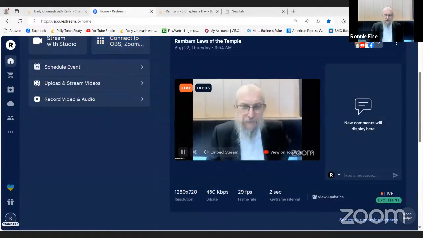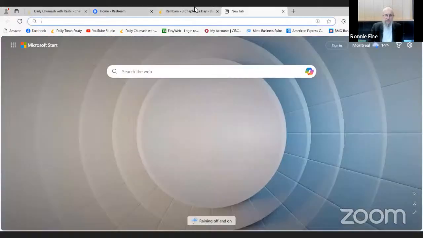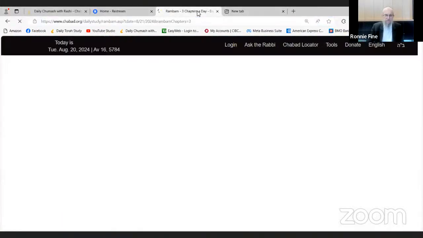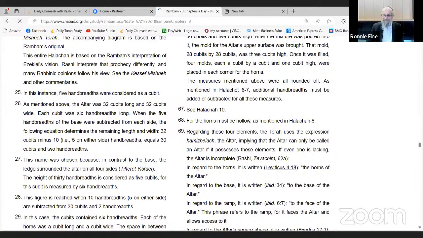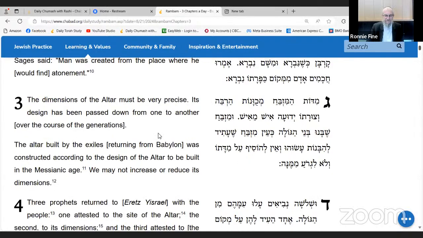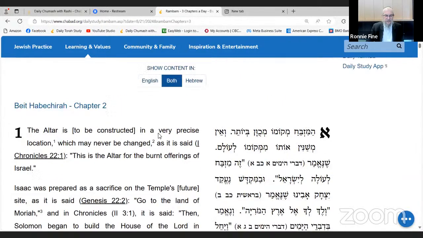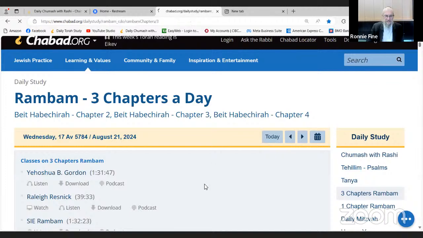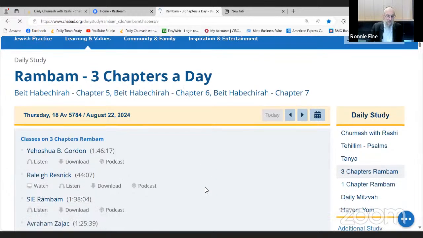Welcome to Rambam. We are learning the laws of Beis Bechira, the laws of the chosen home of God, Jerusalem. That's God's choice. Why did he choose it? Because that's what he wanted. And he wants what he wants.